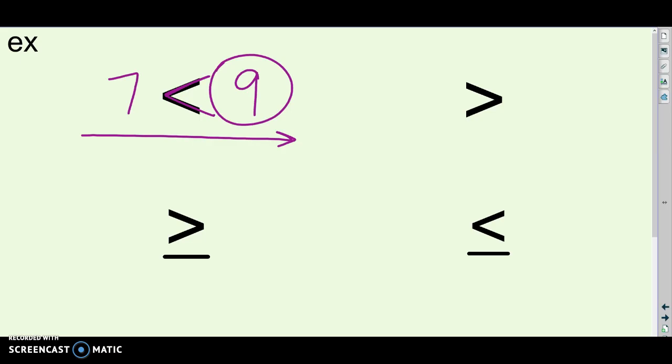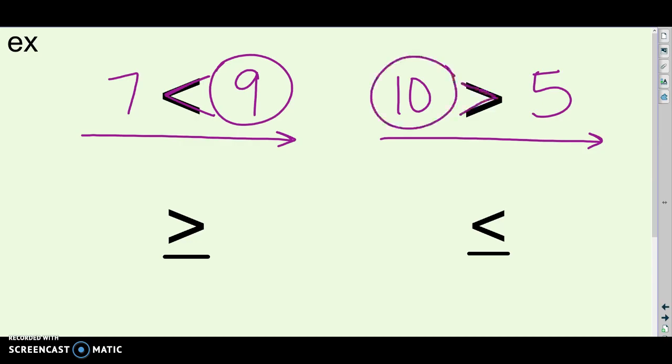Or I could say 10 is greater than 5. Again, I read it from left to right. This is the greater than symbol, and again, the bigger opening is going to eat the bigger number. So write these examples on your paper as well, with the symbols. Okay, greater than or equal to is this symbol. So I could say something like 12 is greater than or equal to 6. That would work, but I could also say 12 is greater than or equal to 12, because then they're equal.